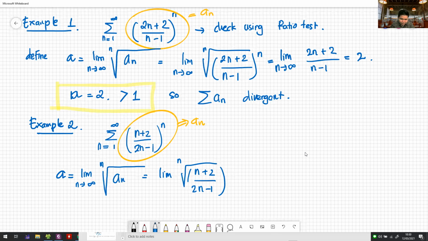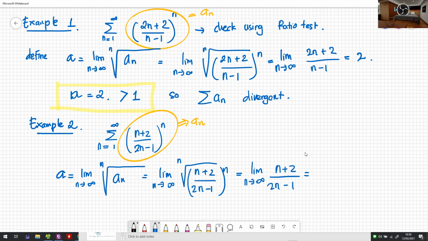Okay, and then it becomes the root and the power itself vanishes. Limit of (n plus 2) divided by (2n minus 1) as n goes to infinity. Okay, what is it? Half, and it becomes convergent. Half. Okay, how much is a half? Less than 1. So A, I will try to write it down. A is less than 1.